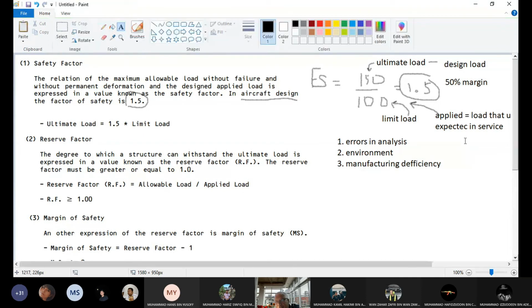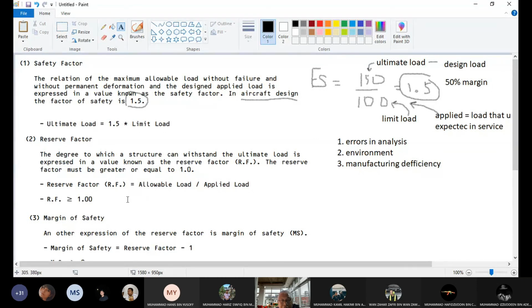So it has 50% extra load, extra strength. If you have 100 over 100, that is 1, meaning one to one. If you apply the limit load and suddenly it bumps up 10% extra, the structure will fail. But in this situation, if you apply 100 and have a variation to 110 or 120, you still have the margin because your maximum design is 150. So unexpected load can still be handled by the structure because it has additional strength.